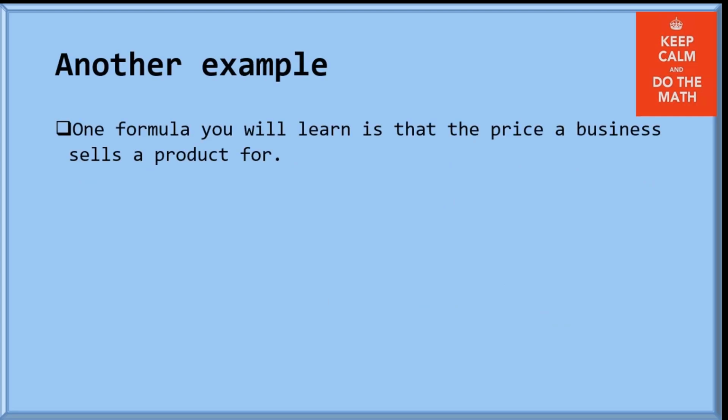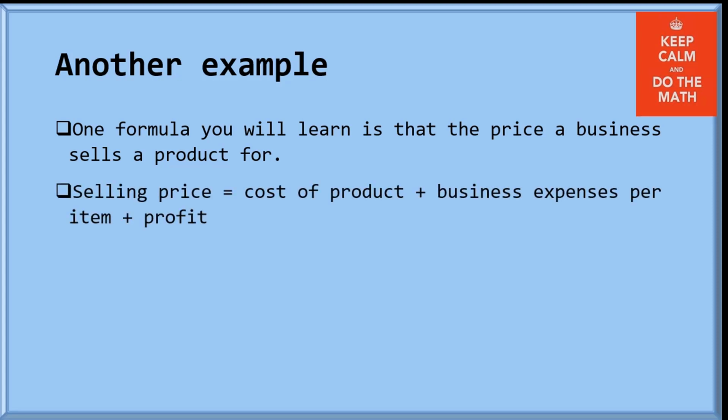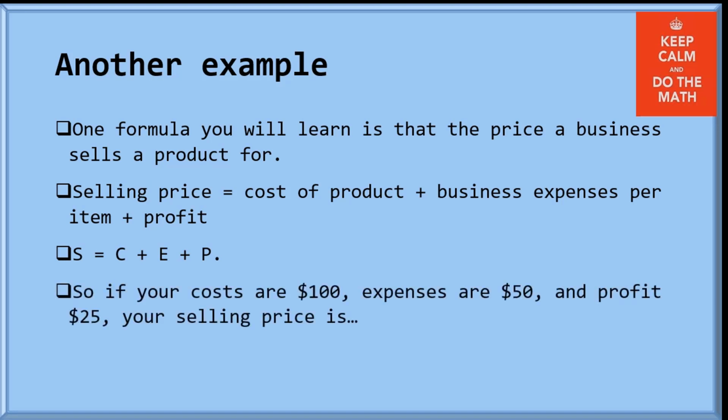As we look at another example, this one is the formula for selling a product. The selling price is equal to the cost of the product, plus business expenses per item, plus the profit that you want. Otherwise known as S is equal to C plus E plus P. So if your costs are $100, your expenses are $50, and your profit is $25, your selling price is simply 100 plus 50 plus 25, so our selling price is $175.